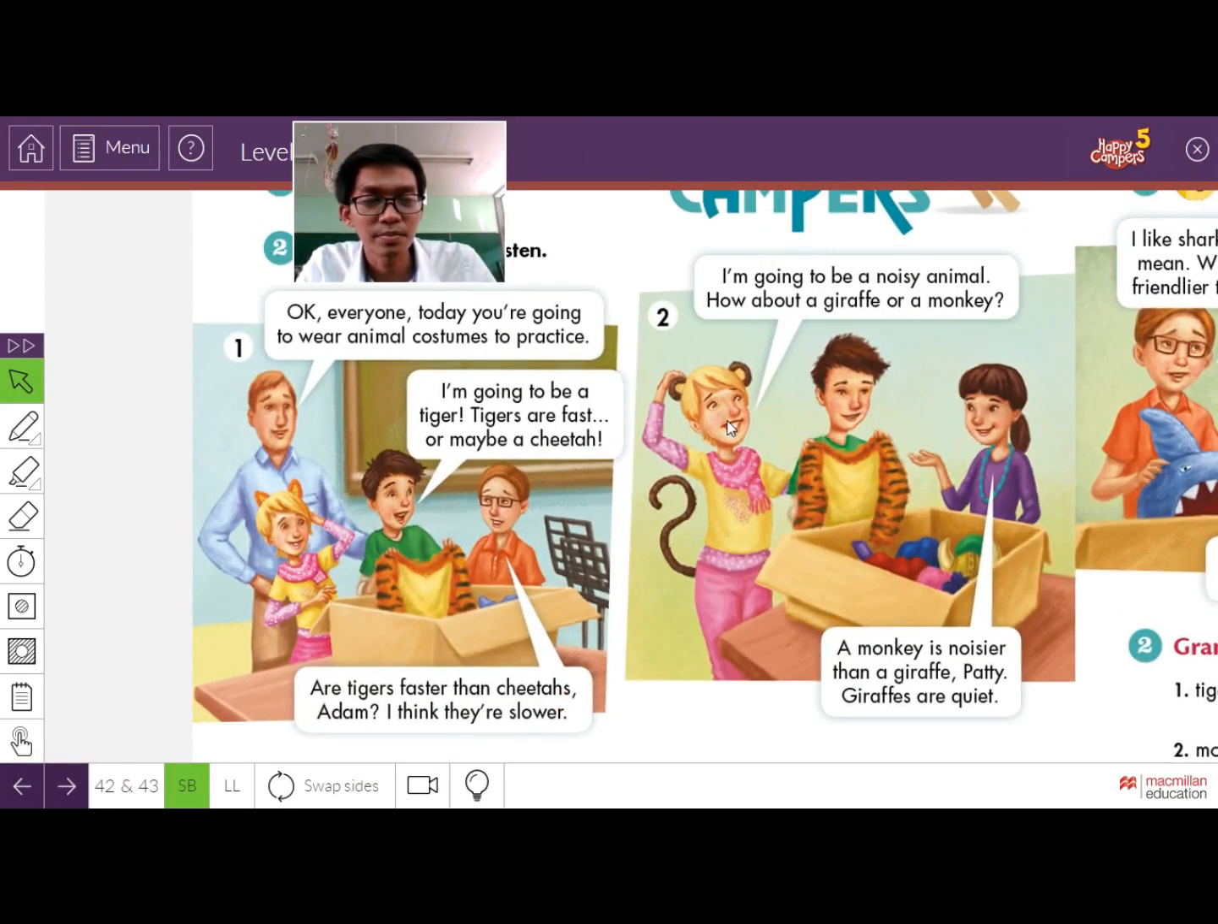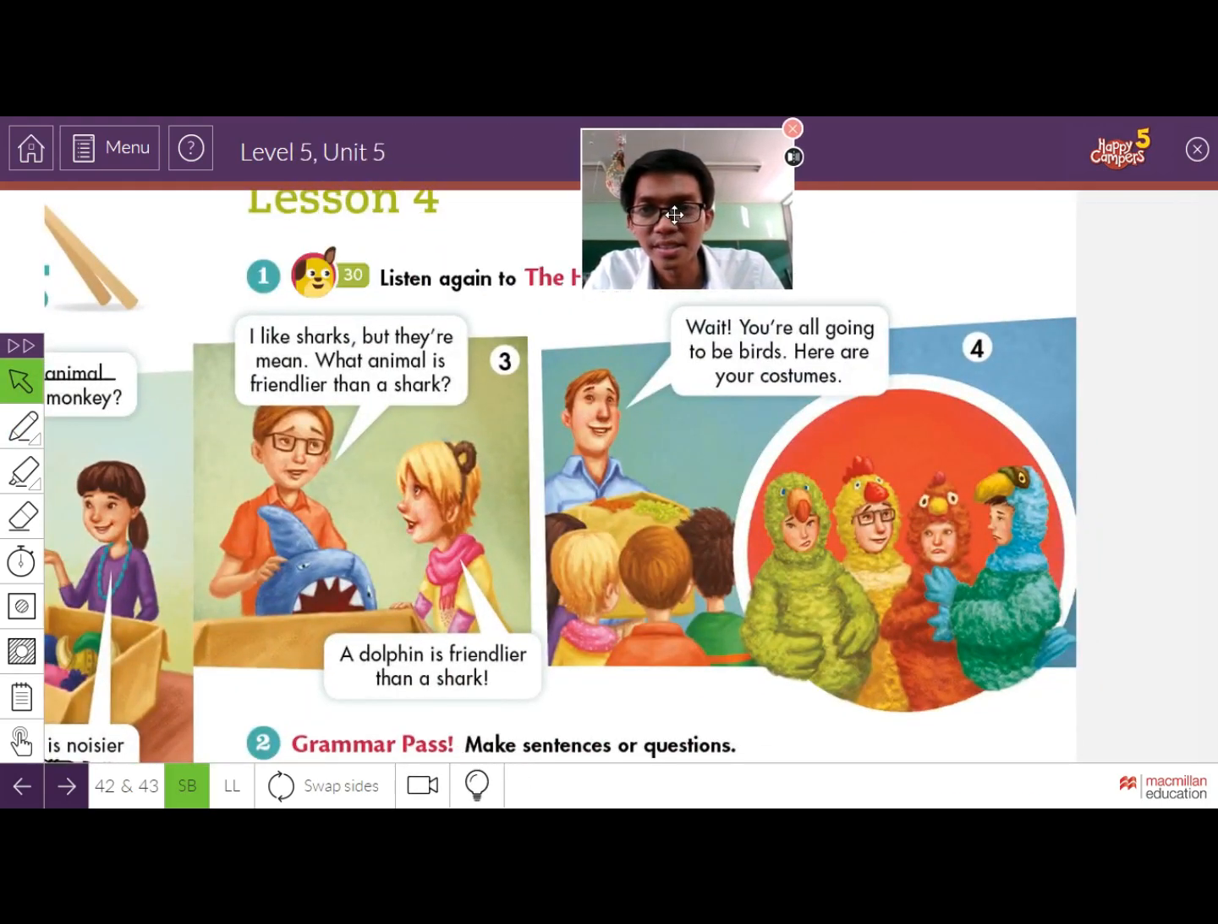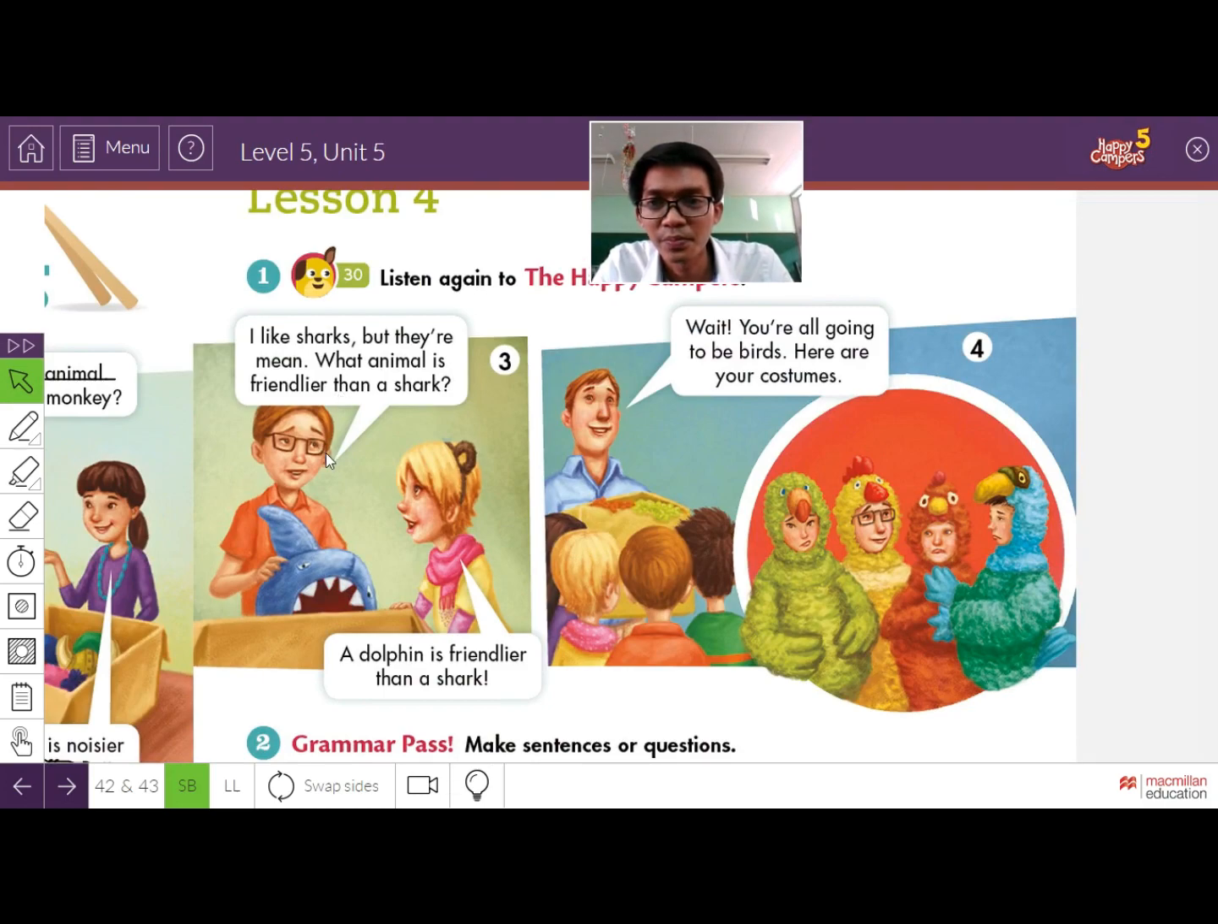This girl, what's her name? I forgot. Patty. She says that she's going to be a noisy animal. What is a noisy animal? It's a monkey. Which is noisier between a giraffe and a monkey? A monkey is noisier than a giraffe because giraffes are quiet.